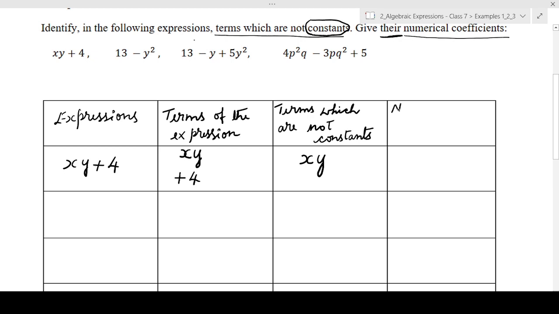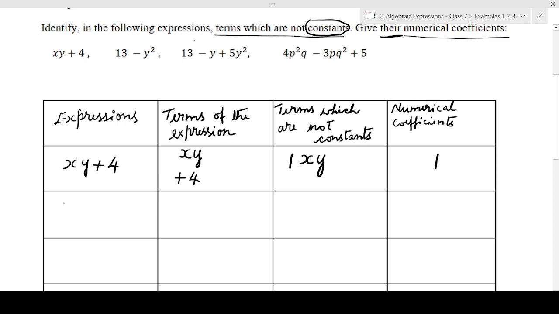Okay, so let us find out the numerical coefficient of the terms which are not constant. Now what is numerical? It means number. So xy, what is the number over here? They have not given a number. If a number is not given, then the value is 1. So here we have 1. Okay, so 1 is the numerical coefficient of the terms in this particular expression which are not constant.